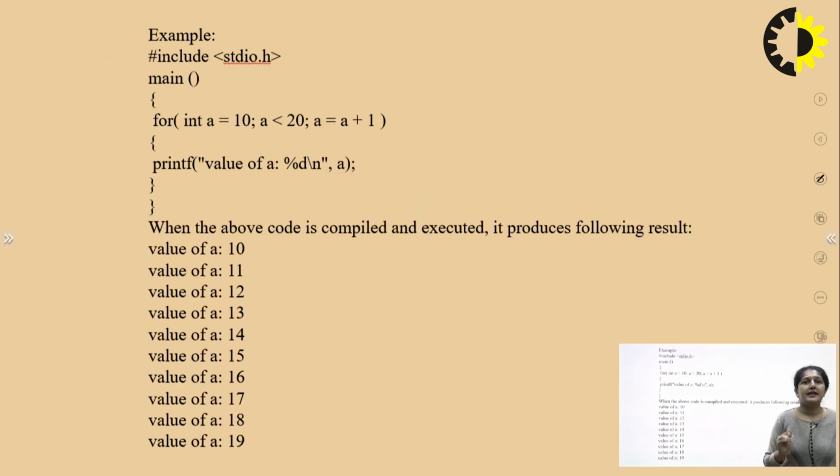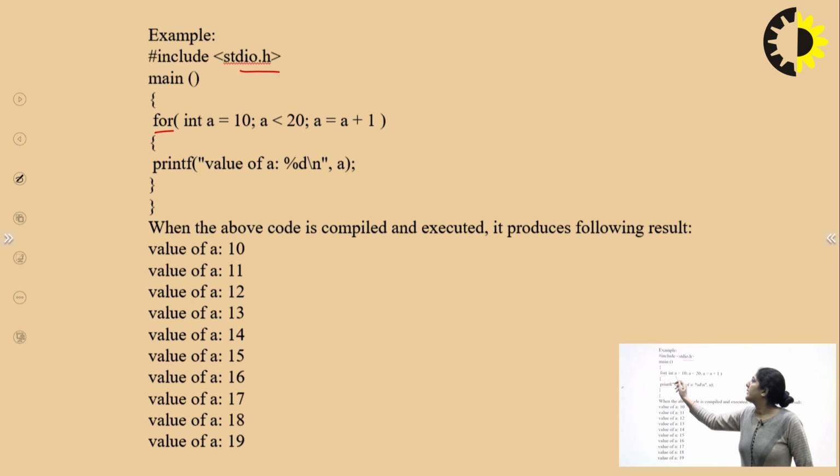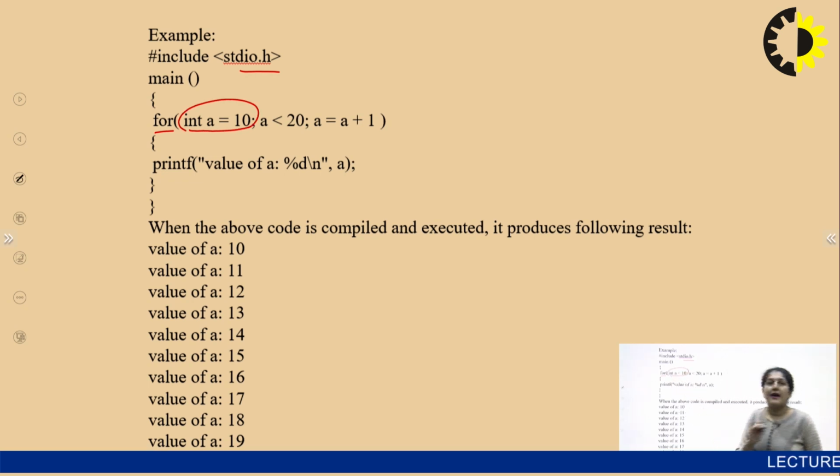If we see it with an example, the same example we have seen for the while and do-while: the stdio.h header file, then main. Now let's see, for (int a = 10. In the while loop, this part comes before the while statement, but in the for loop the whole statement comes together like this.